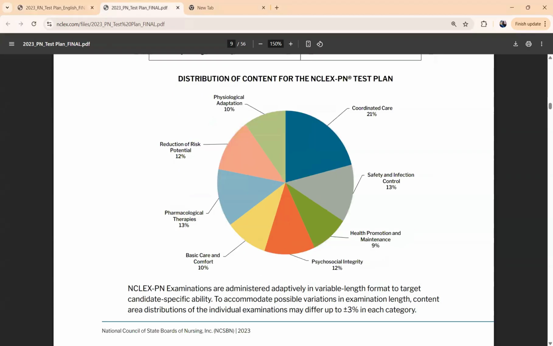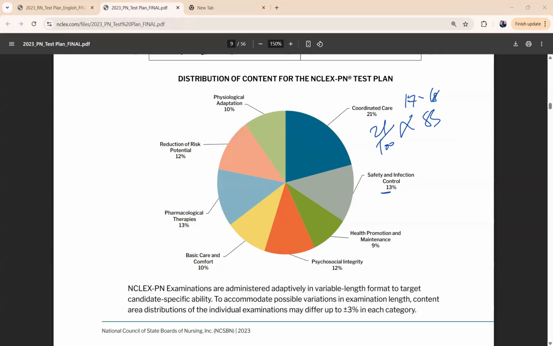Now, this is also for the PN. So let's do the calculation for the PN. Now, let's start with coordinated care. It's the same thing too. You just need to do what? 21 divided by 100 multiplied by 85. So for coordinated care, we have anywhere between 17 to 18 questions.